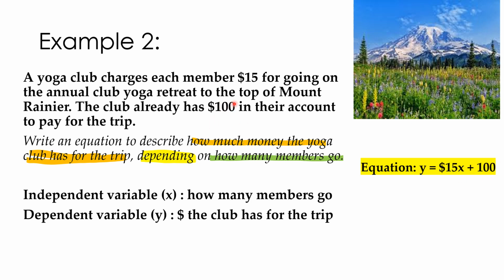So if you ever have this extra amount that doesn't depend on one of the variables, you can just add it or subtract it in some cases. But here we're going to be adding it to the total amount, right? Because that $100 does go into the total amount of money that the club has for the trip. So we have $15 for every member and an additional $100. And all of this money altogether gives us the money to pay for the yoga trip.